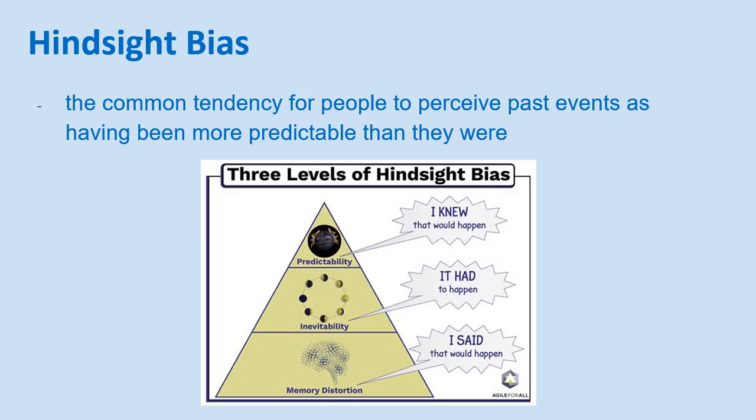Hindsight bias, again, we already know this from Unit 0. It is the tendency to perceive past events as having been more predictable than they really are. So once something has happened, everyone's like, oh, I knew it would happen. Oh, I knew that was going to happen.